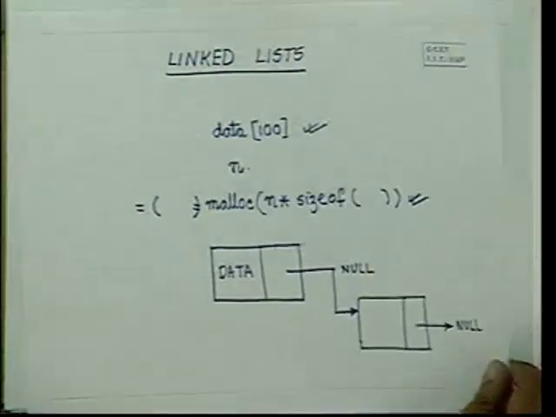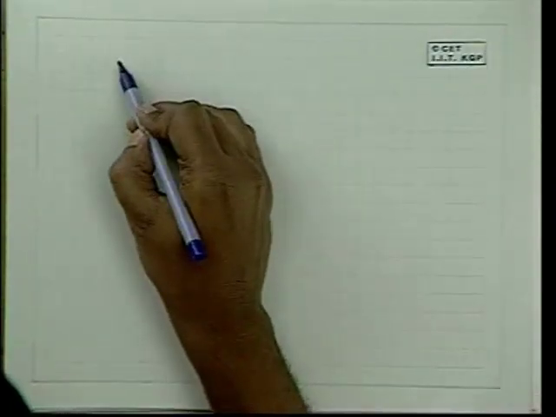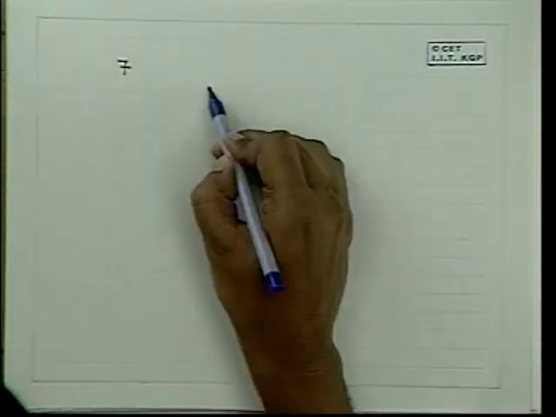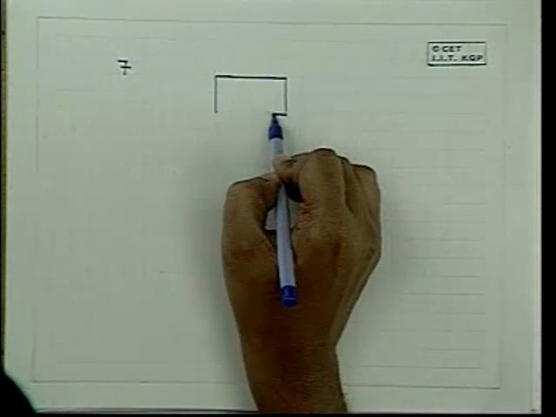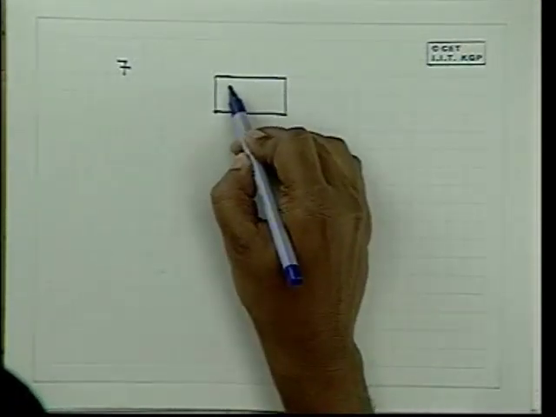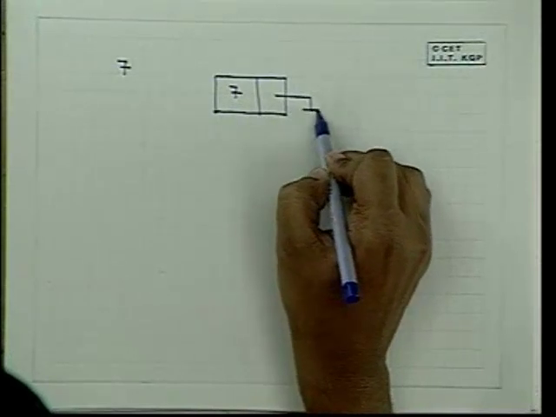So once we are able to design such a structure, suppose we read in the first number 7, then we will create or dynamically allocate a structure like this, put the data value 7 and put this pointer to be null.